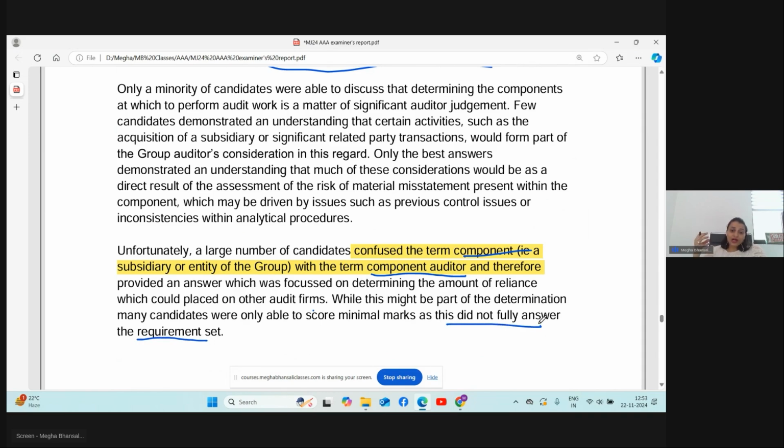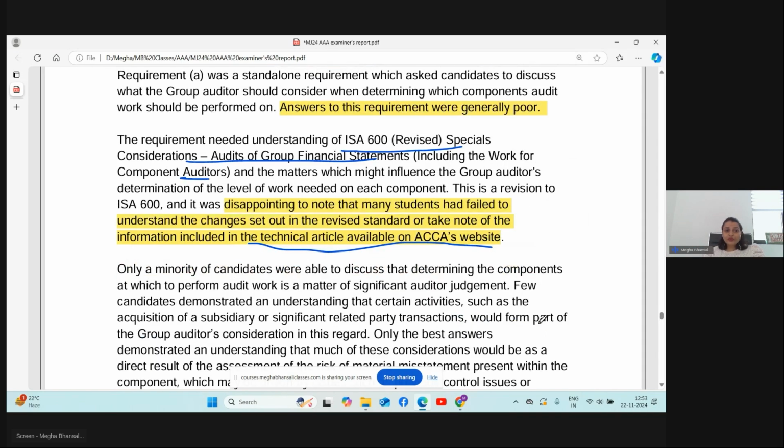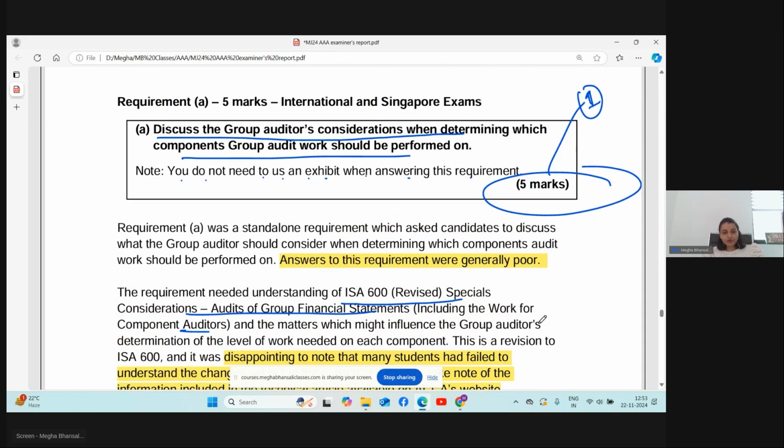So they only focus on how do you identify if there was a component of the subsidiary of the holding company which needs to be audited, but this was going beyond that. So it's talking about what work should be performed after you have identified what all you should consider.